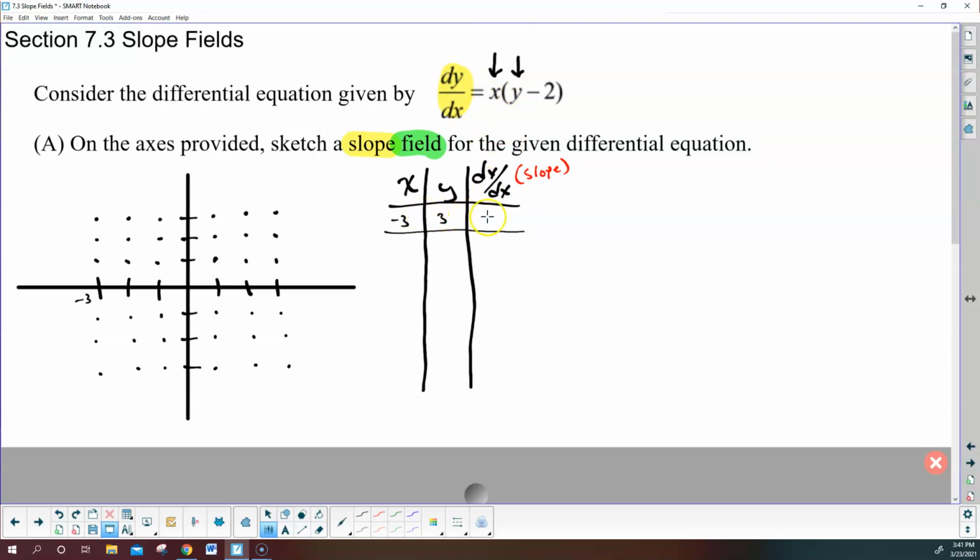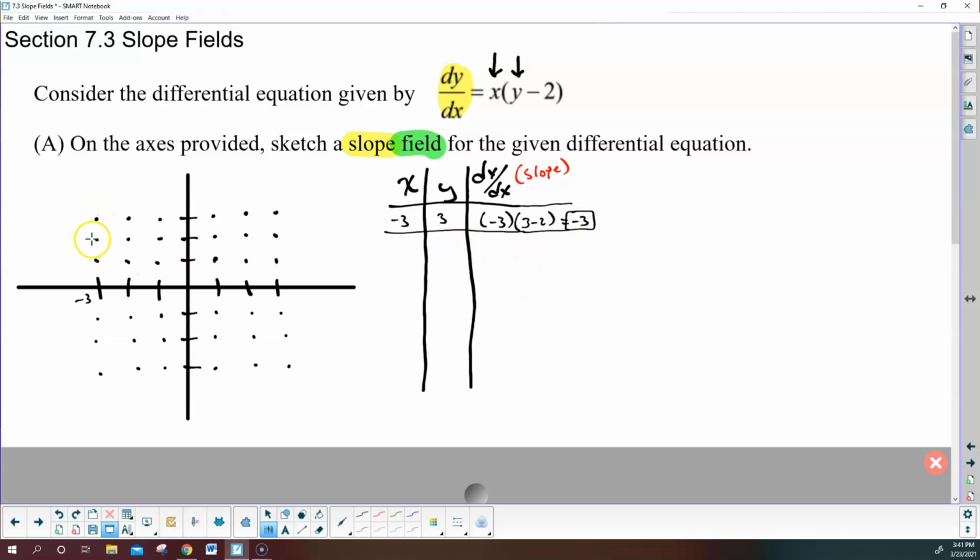I know what x and y are. I'm going to plug in -3 times 3 minus 2. See how I plugged in -3 here for x and 3 here for y? And then I just need to simplify. You do not have to show this work because we're going to do all of these points. But you can see that that's how we generate the slope. So -3 times 1 tells me I have a slope of -3.